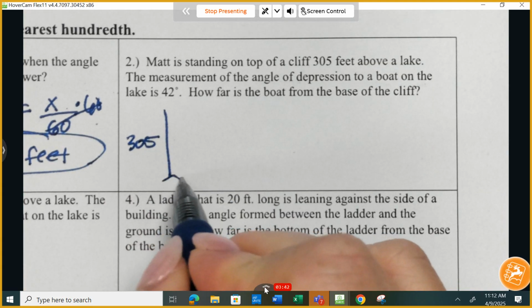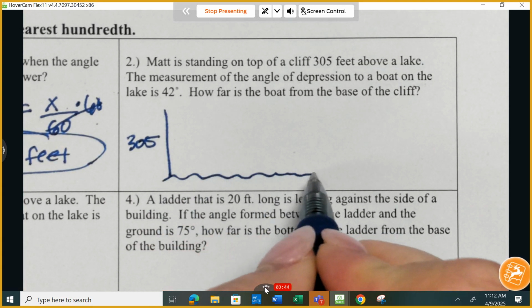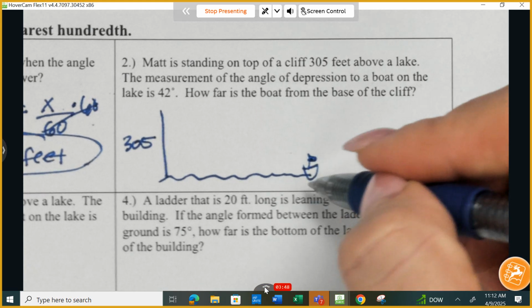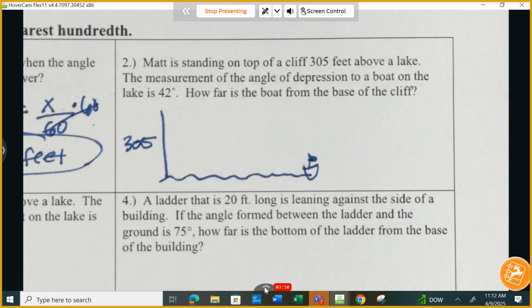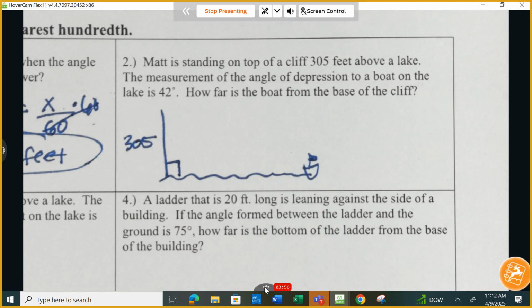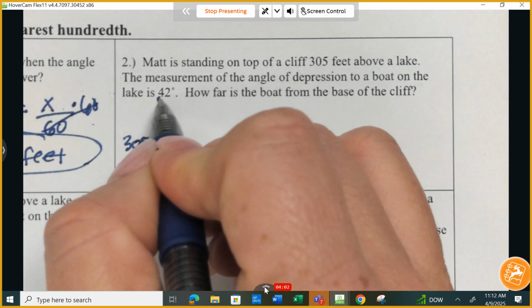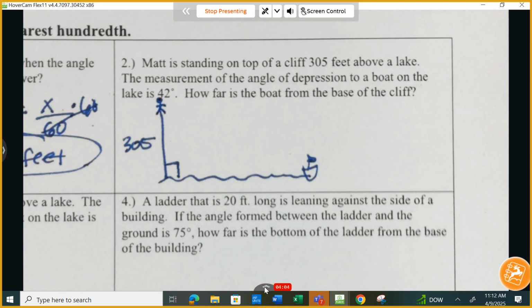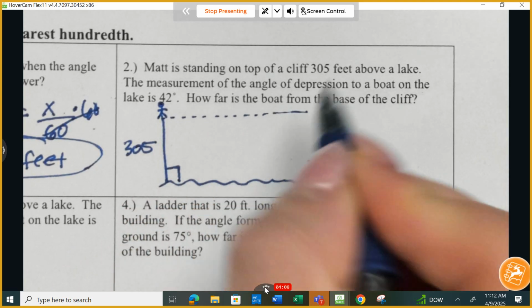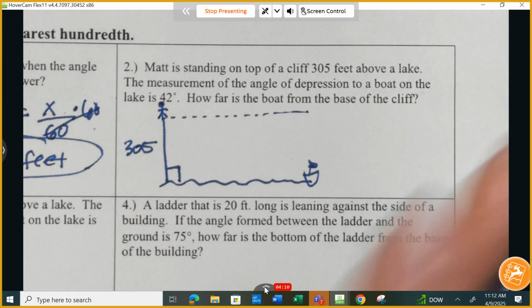Now down below is this water, and I have a boat in the water, right? And now this is where it gets kind of tricky. It's going to rely on your ability to understand what angle of elevation, in this case angle of depression, means. So a person, in this case Matt, is at the top of this cliff. And when we measure angle of depression, depress means to push down.